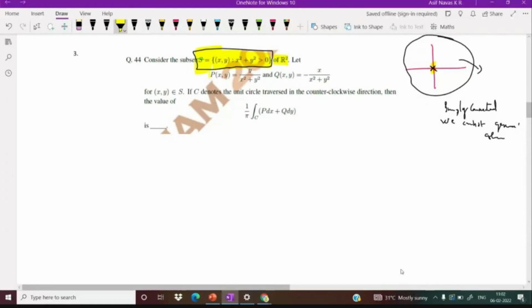So here P of x, y is given and Q of x, y is given, and C is the unit circle, and we know that C is the unit circle, that is cos t i plus sin t j, 0 less than or equal to t less than or equal to 2 pi.